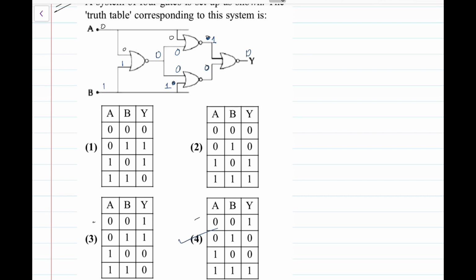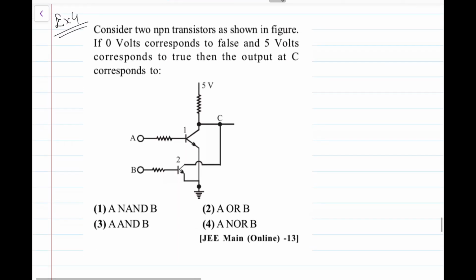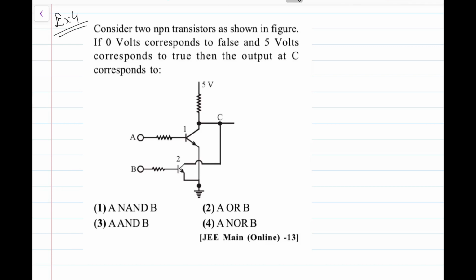That is the answer that we can go for in this case. This is JEE Main online 13 again. Now this is the question I am talking about for the JEE Main students. Consider two NPN transistors as shown in the figure. If 0 corresponds to false and 5 volts corresponds to true, then the output at C corresponds to.